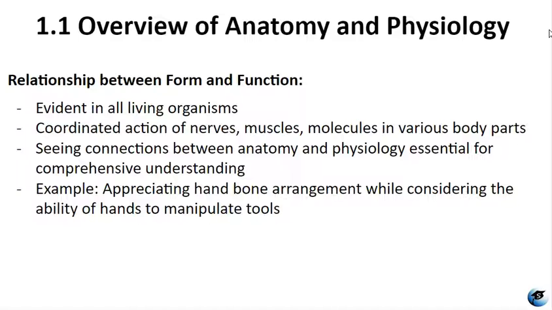Understanding the interplay between anatomy and physiology, the connection between form and function, is essential for a comprehensive grasp of anatomy and physiology, as demonstrated by the example of understanding hand structure through its role in tool manipulation. A&P is about combining both the macro and micro and understanding how the forms allow for specific functions.